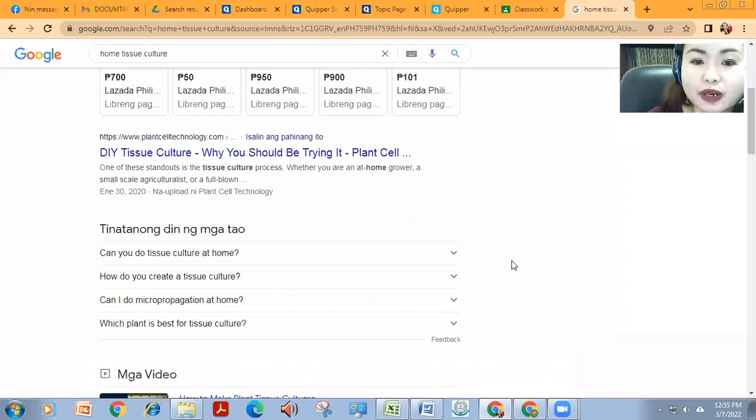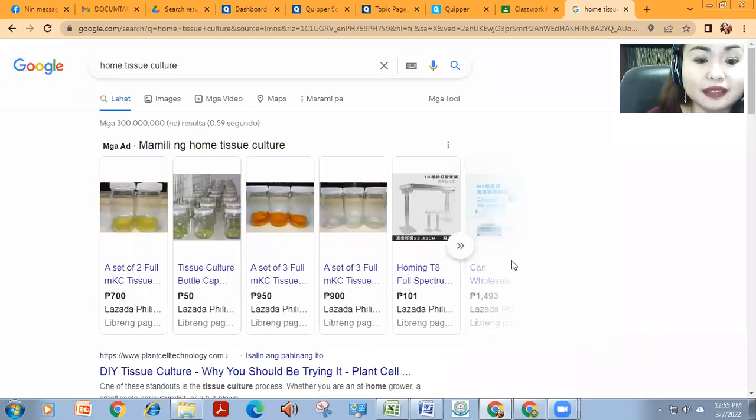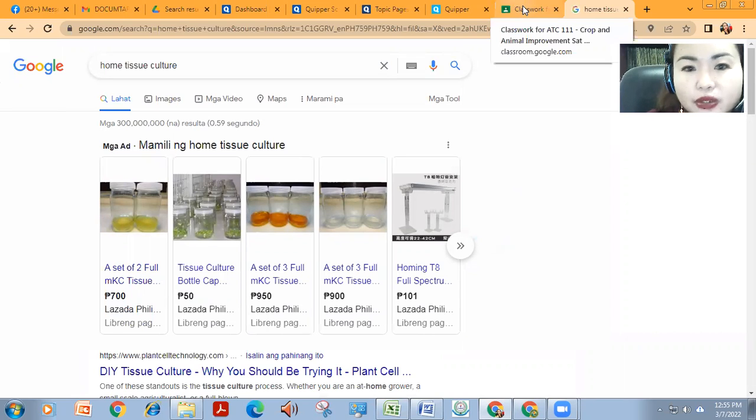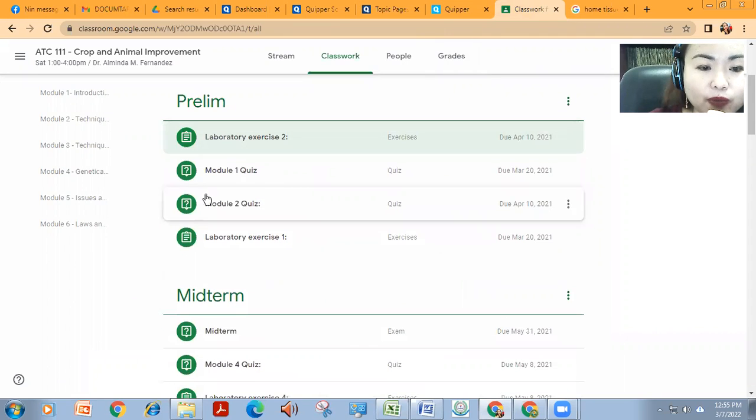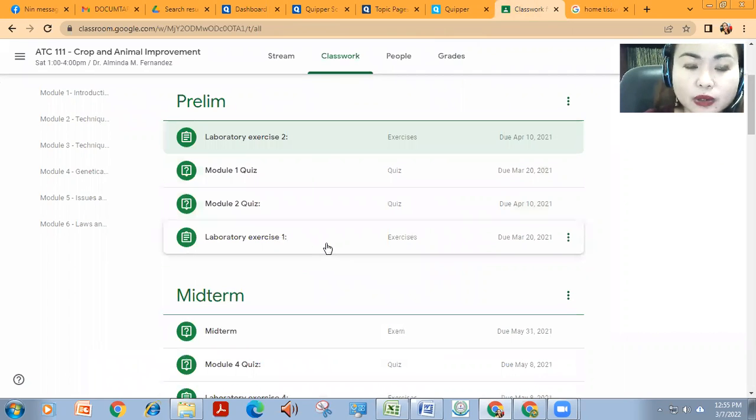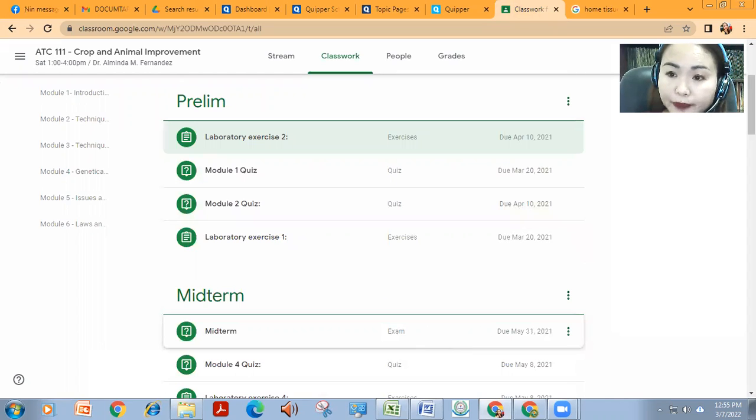But if ever we can add one tissue culture lab, the better, if we have enough time someday. So that is just an overview of what you're going to do with your laboratory exercises. Those are all home-based, meaning you're going to do that individually, at your own time, with your own resources.